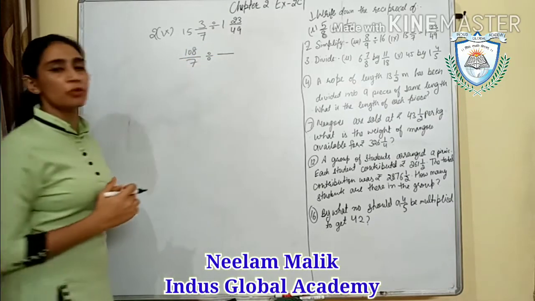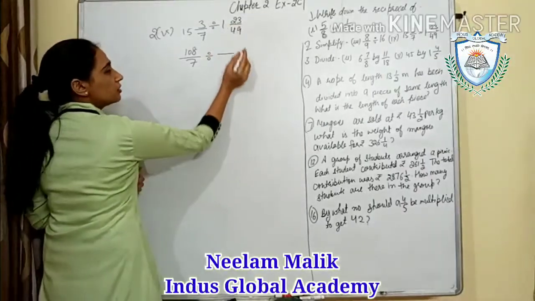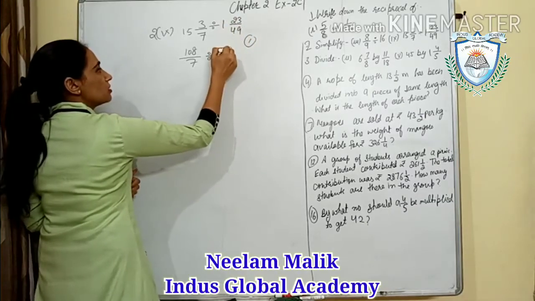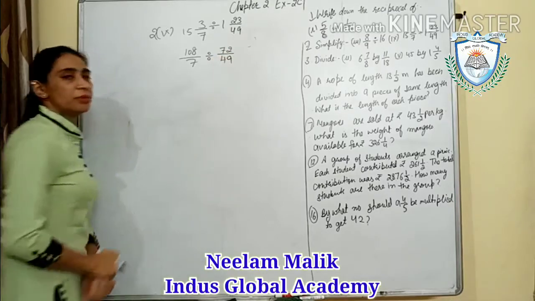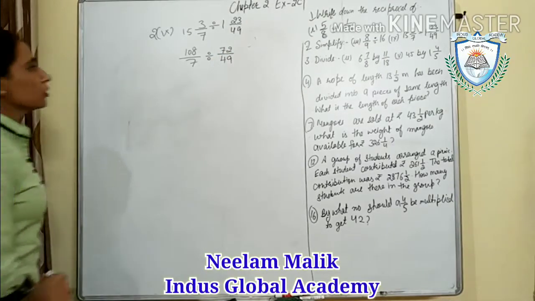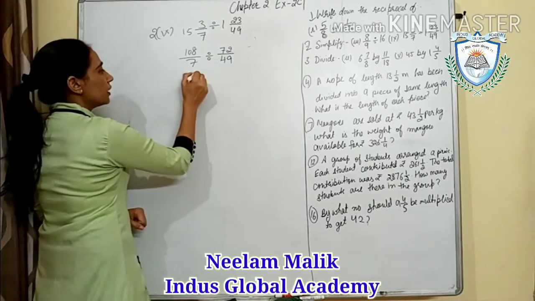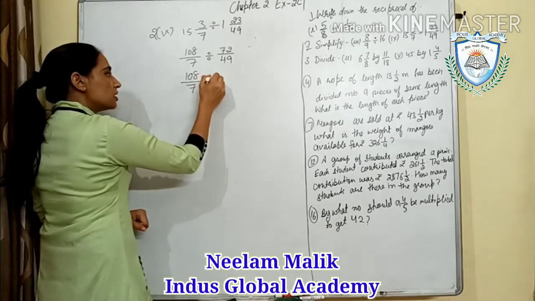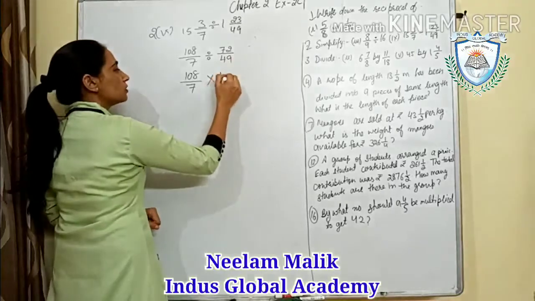Now solve this. 49 1s are 49 and add that 9 and 3 2, 1 will be there. This is 6 and 1 7. So it will be divided by 49. So now what we have to do? 108 as it is divided by 7. This will be changed into multiplication. What will be the reciprocal of this?